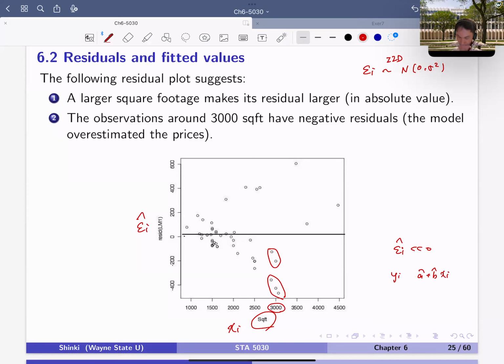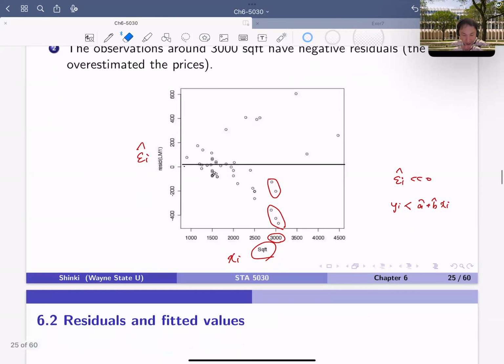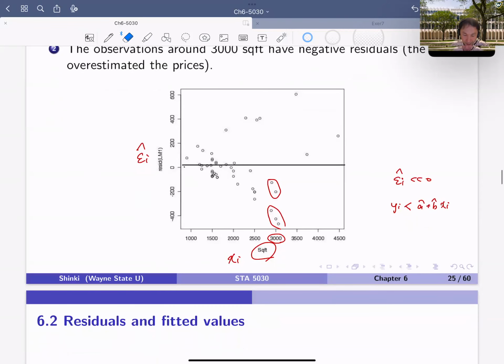negative value. So that means the yi is much less than this. So the model a plus bx overestimates the price. So maybe we have several condominiums of this size whose condition is so bad. So that's why we have large negative error size here. So we have to subtract epsilon i hat to get the true price.